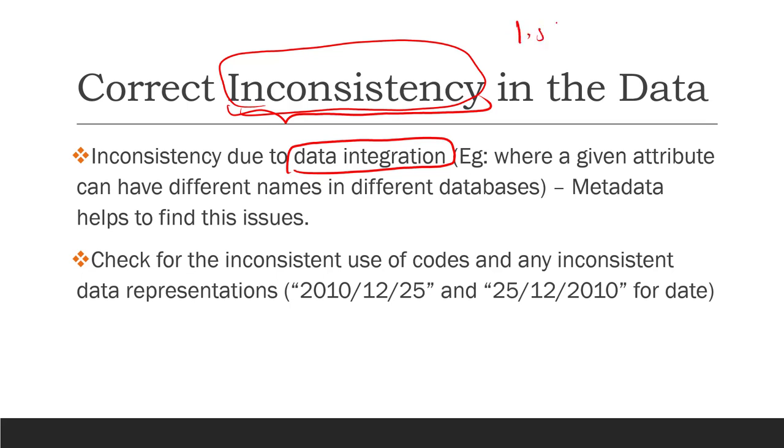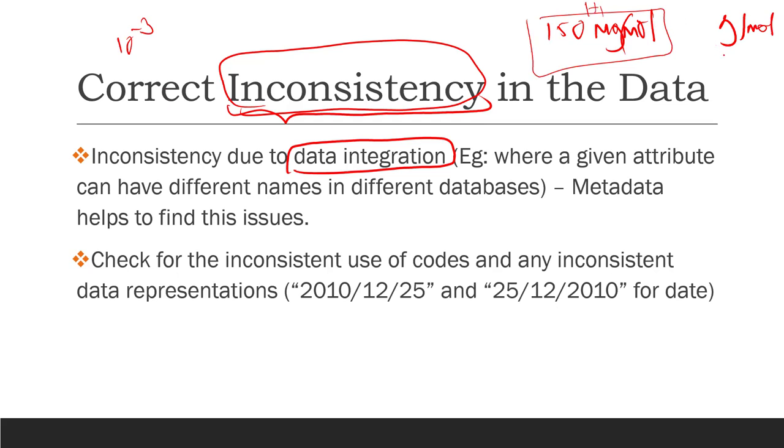Let's say 150 milligram per mole. So this is one scale. Milli means 10 to the power minus 3. Another hospital is using gram per mole as a scale. Now in hospital 1, there is a record of 150 milligram per mole. In hospital 2, they have a record of 0.15 gram per mole. This is one record in hospital 1, and this is another record in hospital 2.